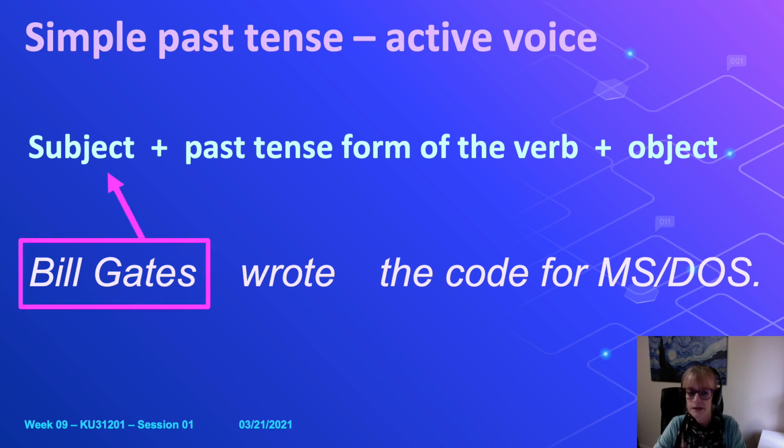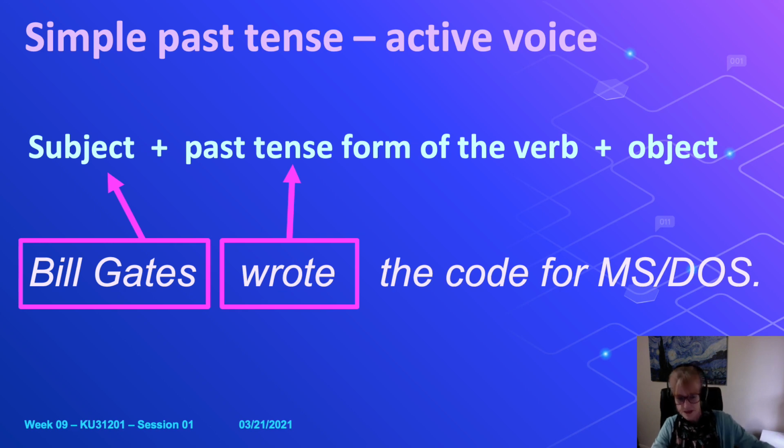So there we have Bill Gates, he is the subject. So he's the first part of that sentence. And then the past tense form of the verb is wrote, because he's not writing it right now, he already did that. So he wrote it, so it's in the past tense.